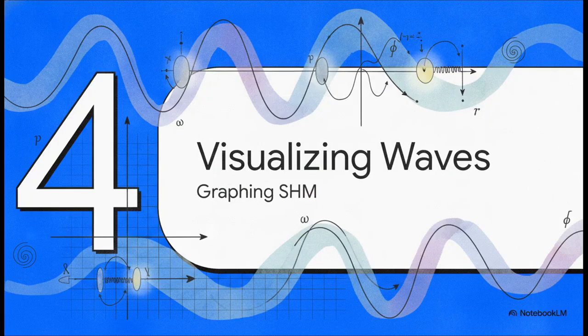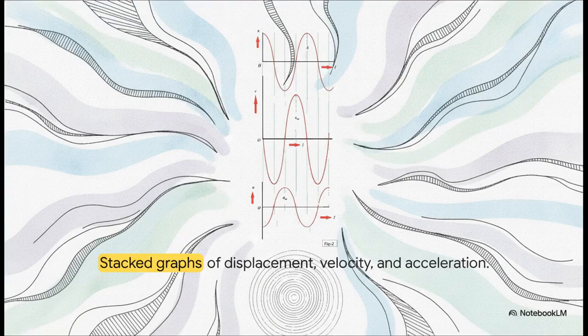All right, section 4, visualizing harmonic waves. Let's see this mapped out. Notice how these stacked, elegant waves, which are derived directly from our formulas, share the exact same rhythm, but they're staggered perfectly out of sync with one another. We've got displacement on top, velocity in the middle, and acceleration on the bottom. They never peak at the same time.